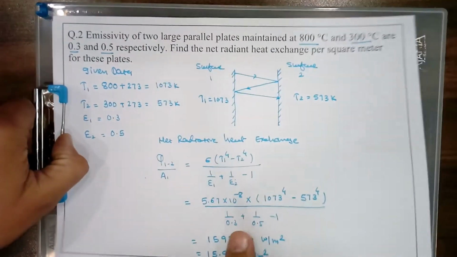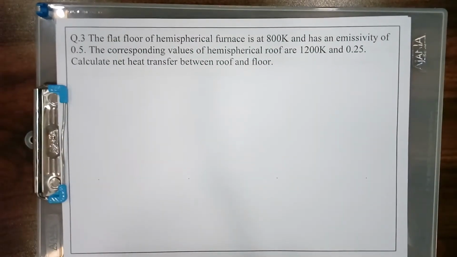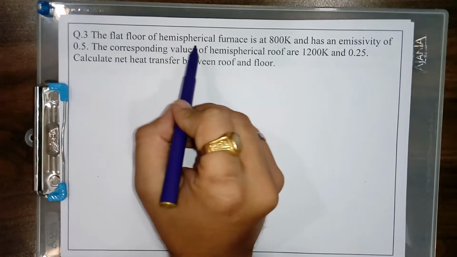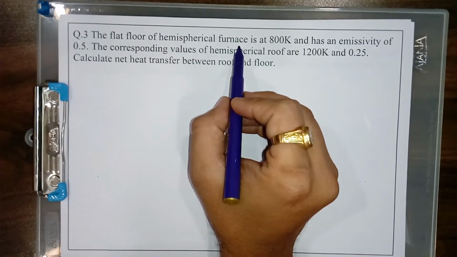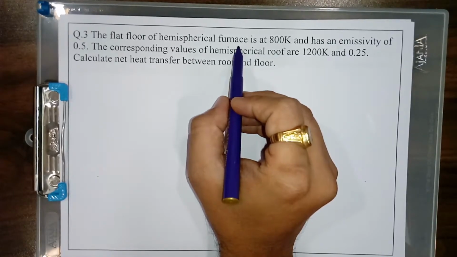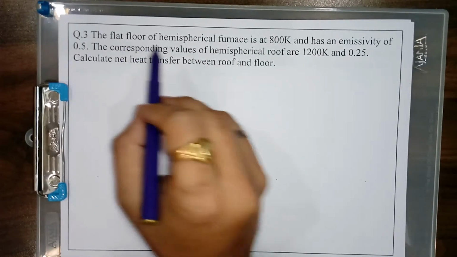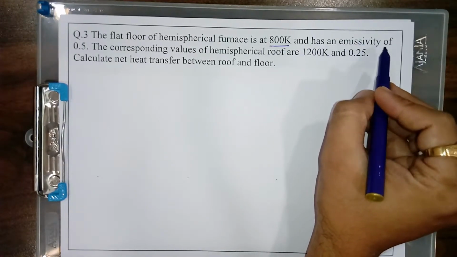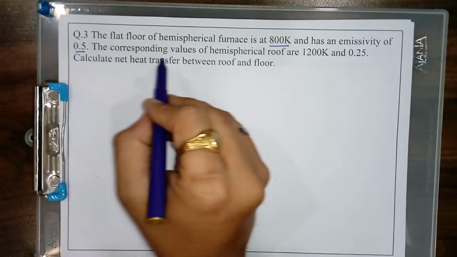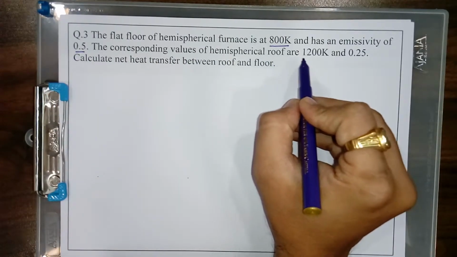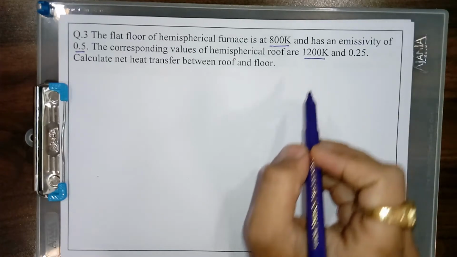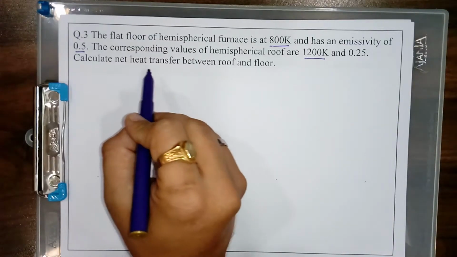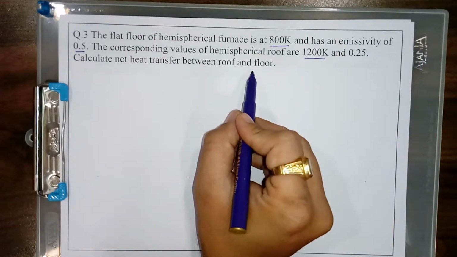Now we move towards the next numerical, number 3. In this numerical, the flat floor of a hemispherical furnace is given. Means the hemispherical furnace is given and the flat floor is there. It is maintained at 800 Kelvin and has an emissivity of 0.5. The corresponding values for the hemispherical roof are 1200 Kelvin and an emissivity of 0.25. Calculate the net heat transfer between roof and floor.